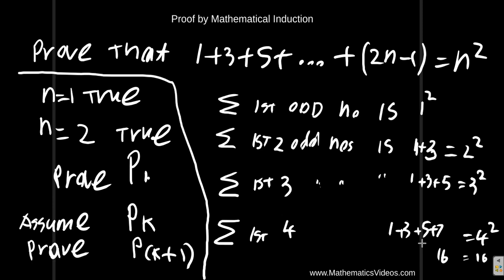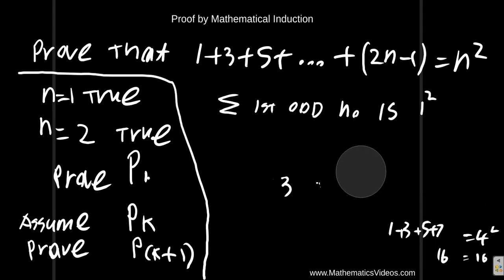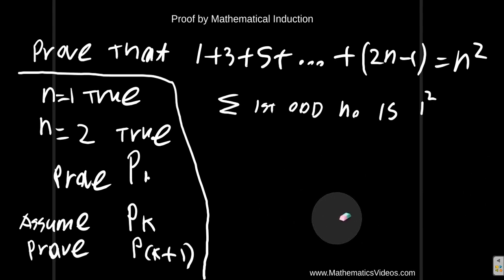But it's still not proved, because we did the first 4 odd numbers. How do you know it is true for the first 5 odd numbers and so on? Alright, so let's see what's going on here. Let's erase these things. By the way, this 2n minus 1 business, how did they come up with that?